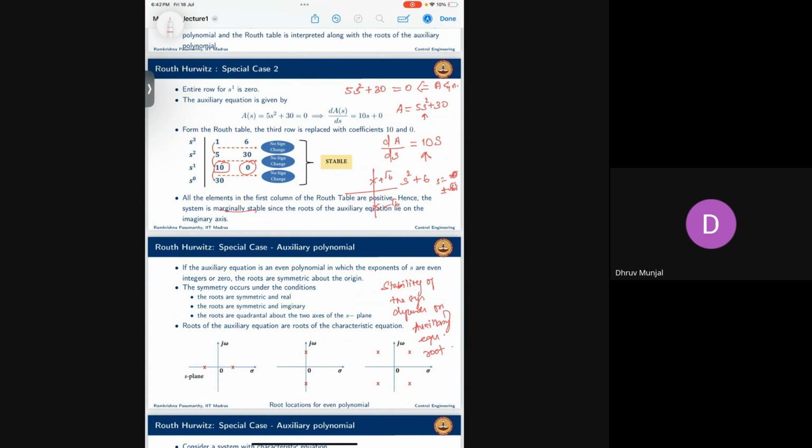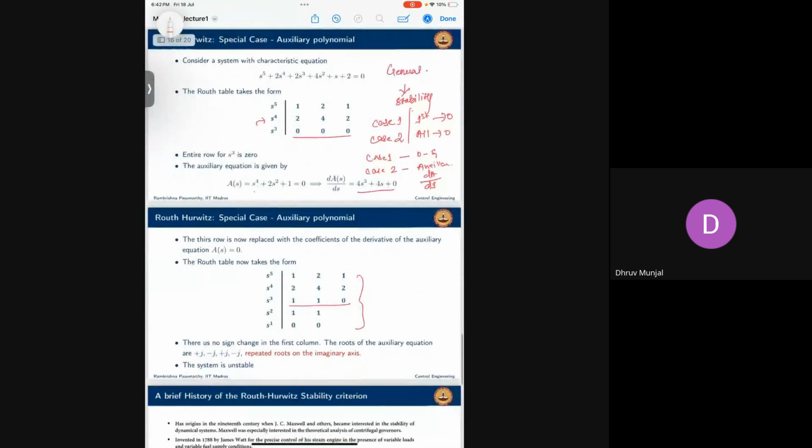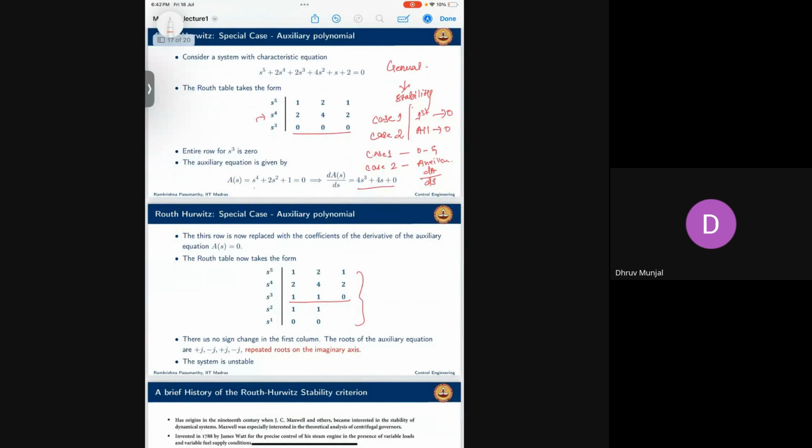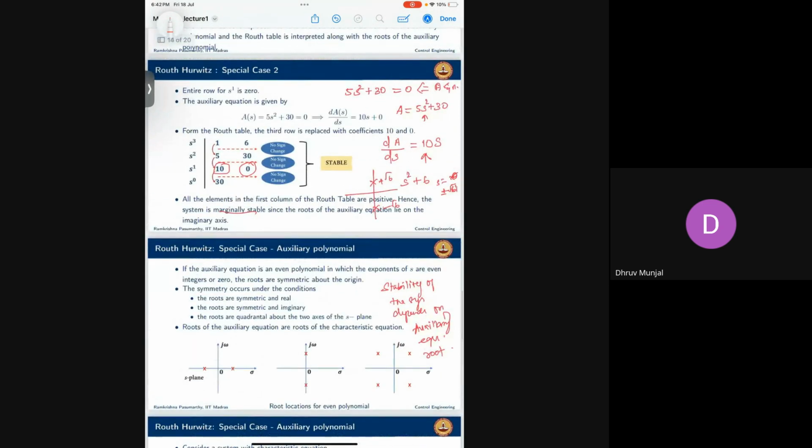Since we use the auxiliary equation, the stability depends on the nature of the auxiliary equation. Ma'am, can you give one example of this quadrantal pole? One example of a quadrantal pole, like some equation having a quadrantal pole.